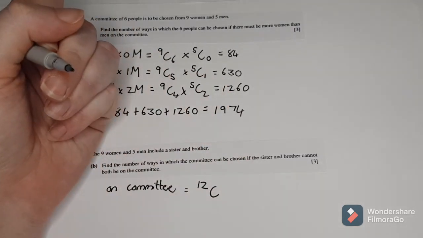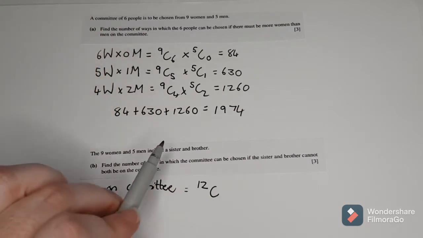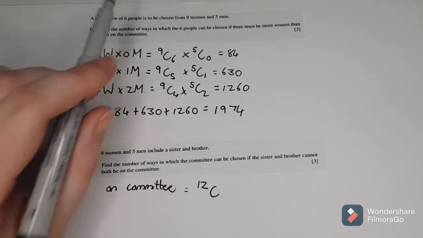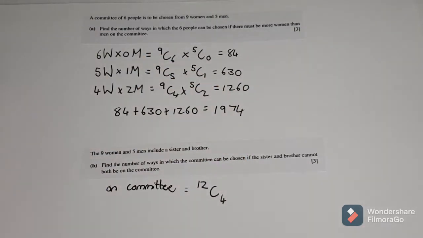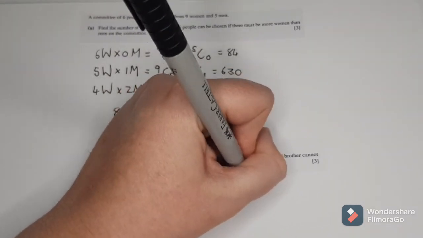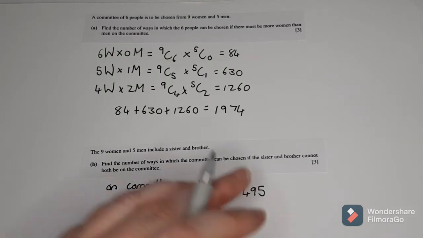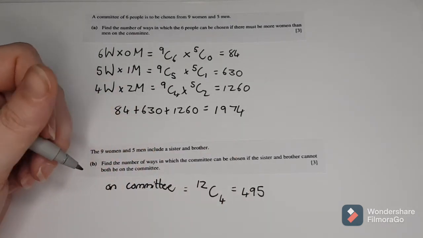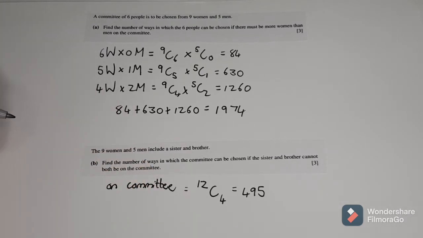And of those 12 people, we only need to choose 4, because the brother and the sister are there taking up 2 of the 6 places. So there's only 4 left. So we only choose 4 of the 12. And when you type that in your calculator, you get an answer. So now, this is when they are on the committee together. So what we need to do is take this away from the total to find when they aren't.